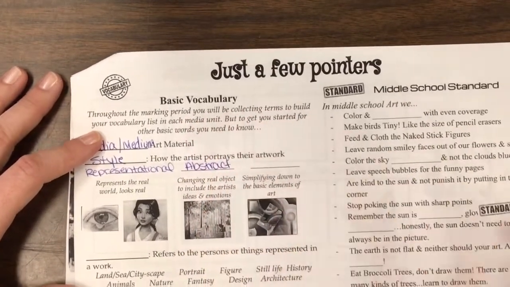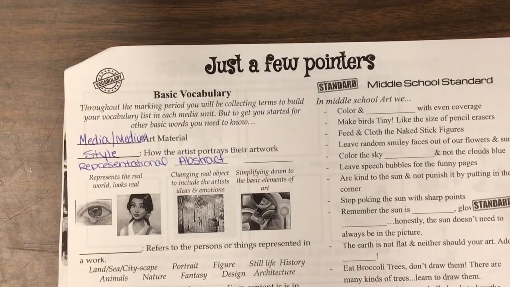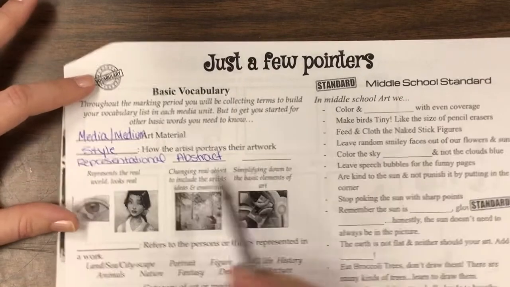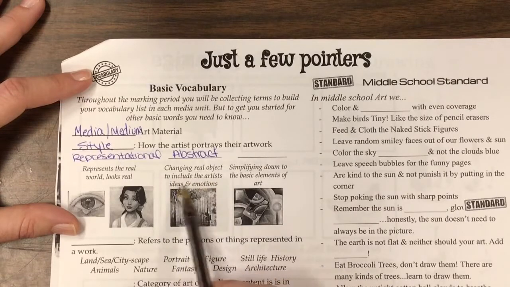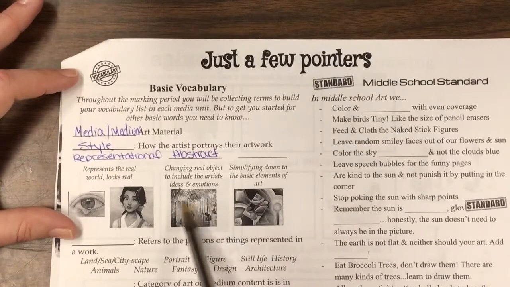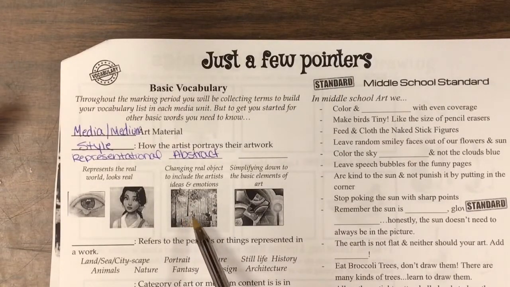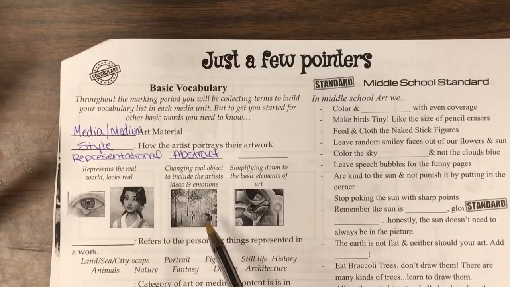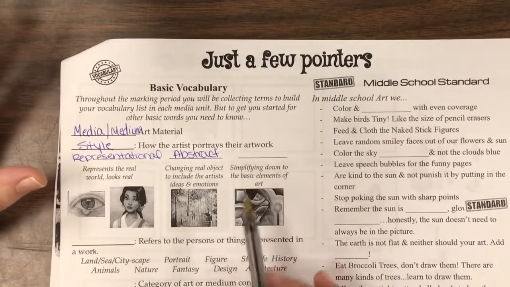All right, now abstract is, yes, it can be from the real world, but it's almost like it's slightly off, okay? So it's changing real objects, okay, to include the artist's ideas and emotion. For example, I know this is hard to believe, but these are real trees in here, and these are people, but they're a little blurred, okay? And this has all different wild colors. Now, is it from the real world? Kind of, but it's almost like it steps out of the real world. That's what you want to call abstract, okay?